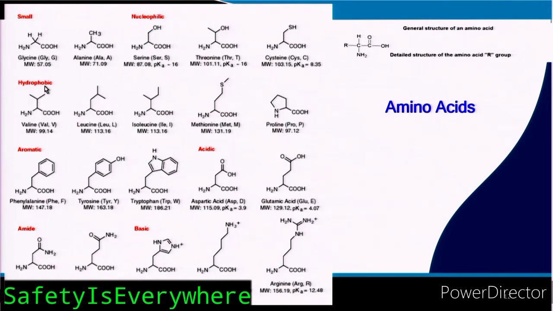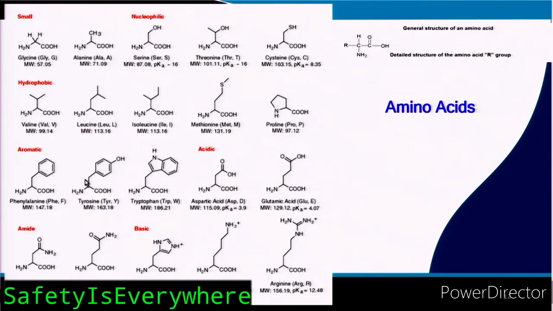You have the hydrophobic ones. So when I was talking to you about hydrophobic interactions, these are the functional groups that will play a part in the folding of the polypeptide strands and the interaction between the strands. So you have valine, leucine, isoleucine, methionine and proline. These are the hydrophobic ones.